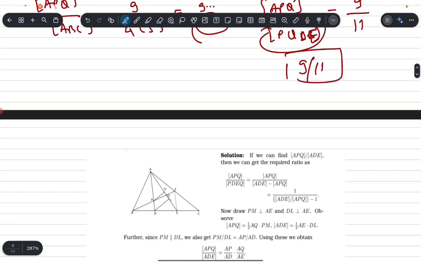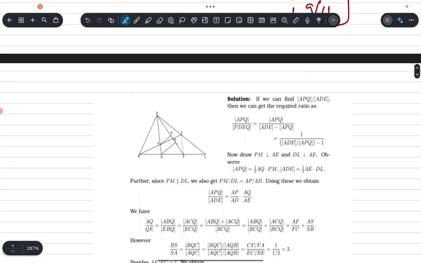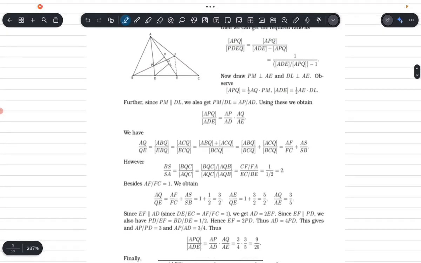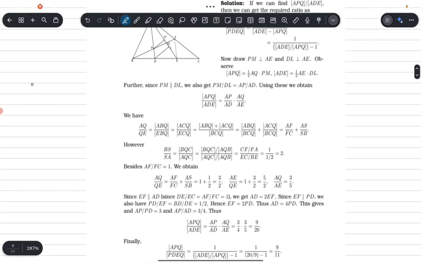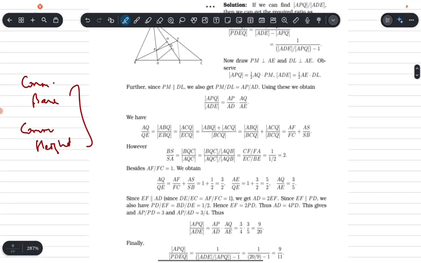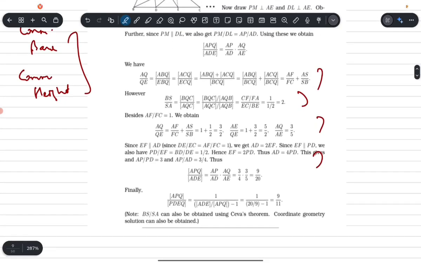Alright. Now, how helpful is this lemma? I want to show you the official solution of this problem. This appeared in CRMO 2012. Look at this. What they're doing is they're doing that common base and common height thing that we did in the first episode, in the second episode, first session of lengths and areas. So they're doing constructions and stuff, and it's so complicated. This is a very inelegant solution.